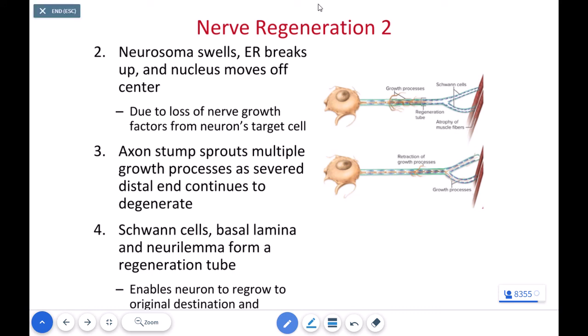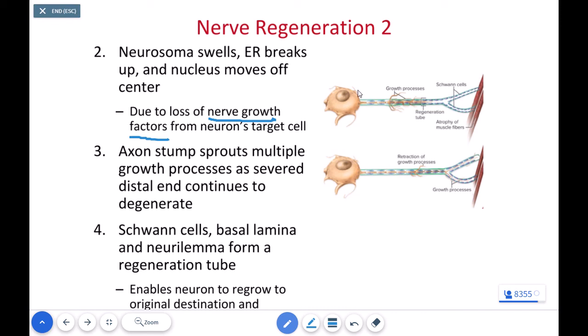One of the things that we're going to need is nerve growth factors. These nerve growth factors, we'll talk about in a couple of slides, help to direct the growth process as we're regenerating these axons. So if we don't have any nerve growth factors present, the neurosoma is going to be nice and compact. The nerve growth factors prevent it from swelling up.